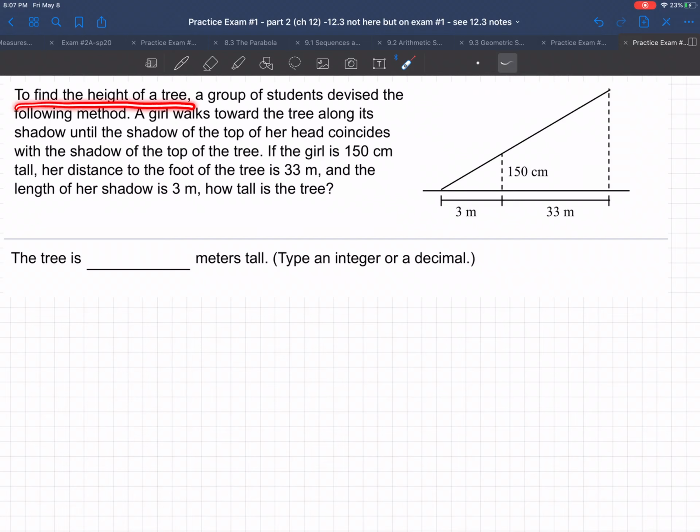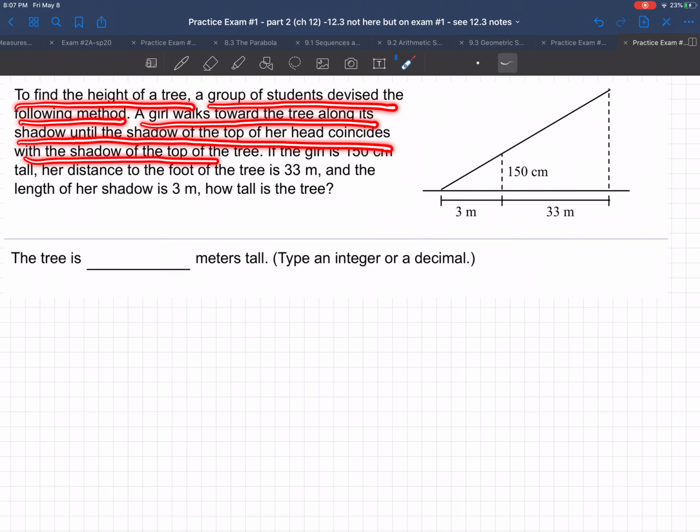To find the height of a tree, a group of students devised the following method. A girl walks toward the tree along its shadow until the shadow of the top of her head coincides with the shadow of the top of the tree.